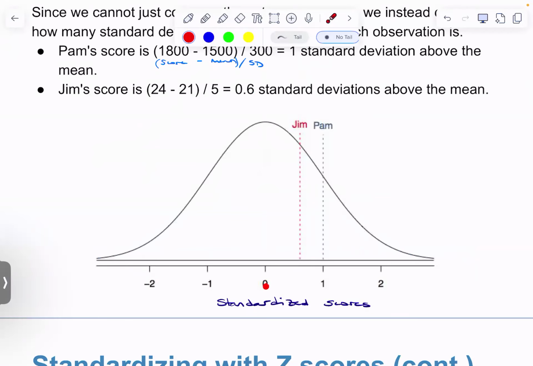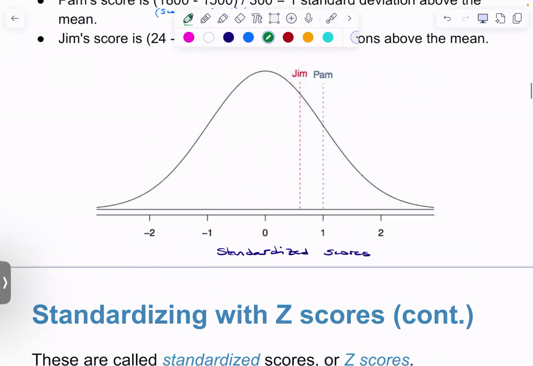Centered on 0. Jim would be at 0.6. I used green earlier. And Pam would be at 1. So you can tell that Pam scored slightly better than Jim on her standardized test, by comparing their standardized scores. Two different standardizations though.